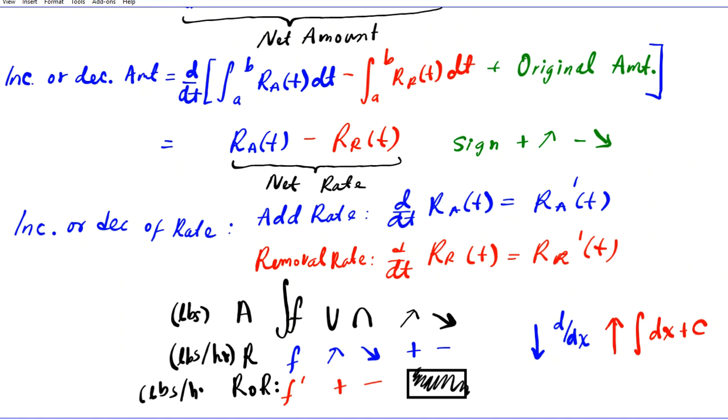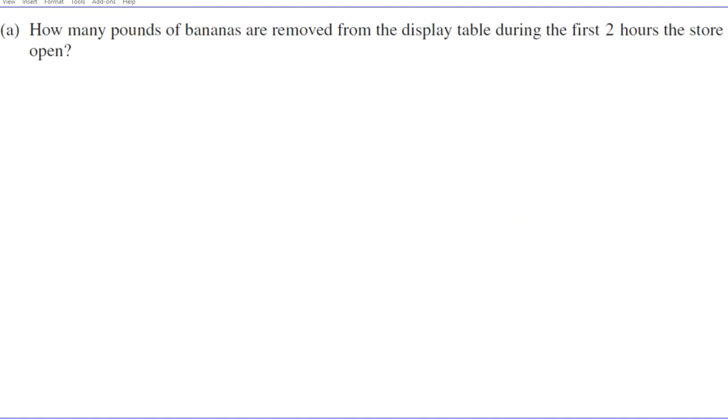pounds per hour squared. Another way to think about this is position, velocity, and acceleration. Position is just the length, like meters, velocity is meters per hour, and acceleration is meters per hour squared. It's the same idea here. All right, so we have everything set up. We can go ahead and start with the problem.